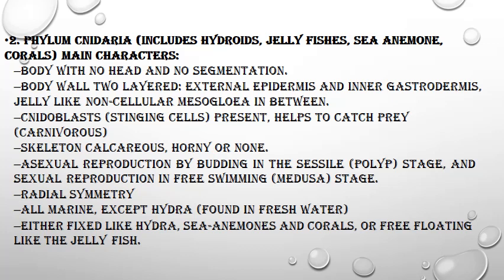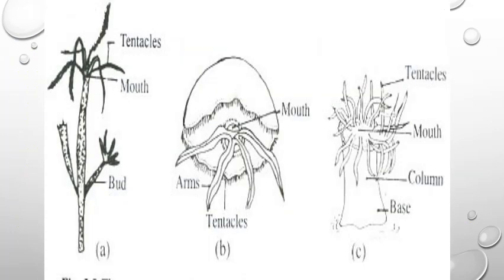asexual reproduction by budding in the sessile stage, and sexual reproduction in free swimming stage. Radial symmetry, all marine except hydra found in fresh water, either fixed like hydra, sea anemone and corals, or free floating like the jellyfish. This is the structure.